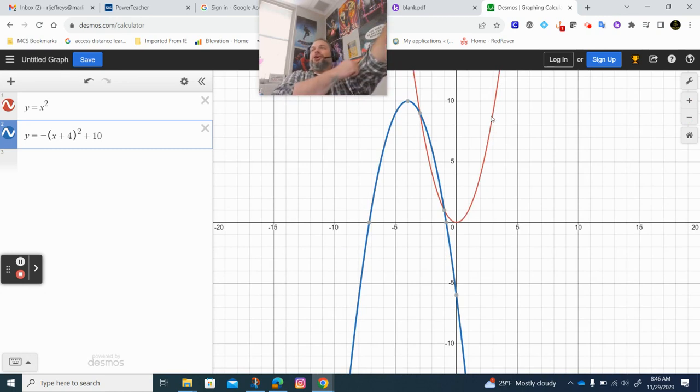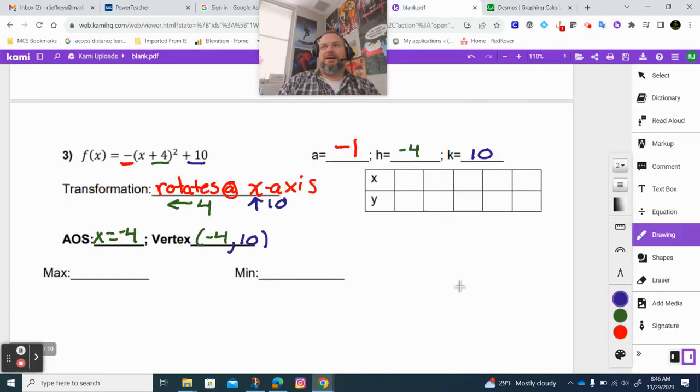Okay. So let's look at this. The red one is our parent function. That is the original. The blue one is what we're working on. It's flipped. Now, can we see how it is flipped? We can see that it's moved over. The vertex is moved over. We can see how it's moved up also. Wow. Okay, good. All right. Now, because our A is negative, that means our max is our vertex.